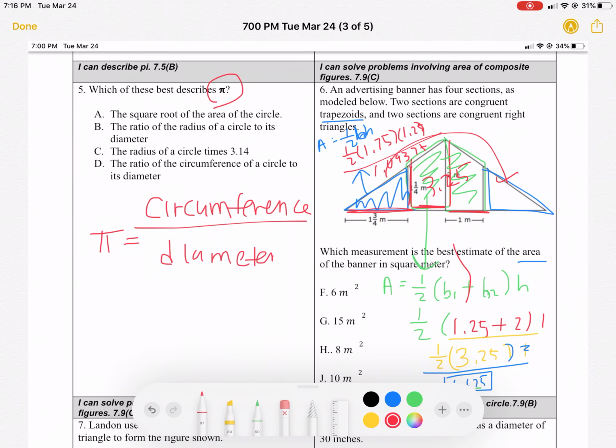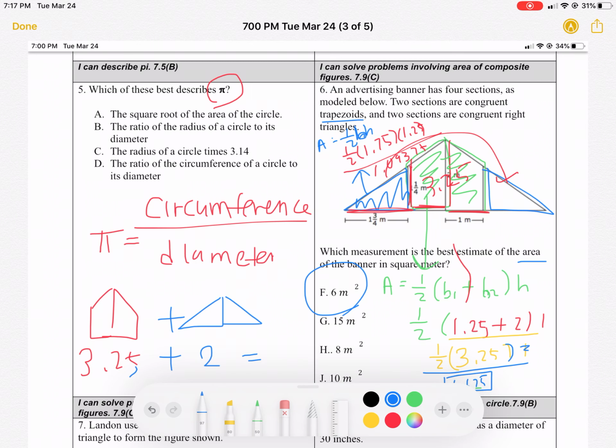So if I add the 2 numbers, trapezoids, that was 3.25, plus the triangles, which is around 2. If I add the 2, it's going to give me approximately 6. So that is my answer.